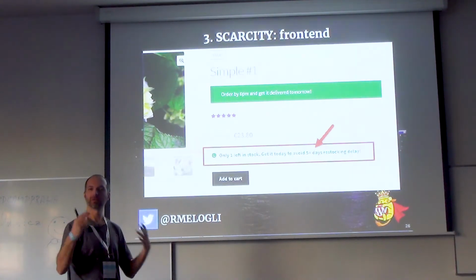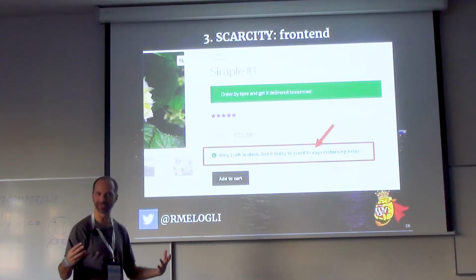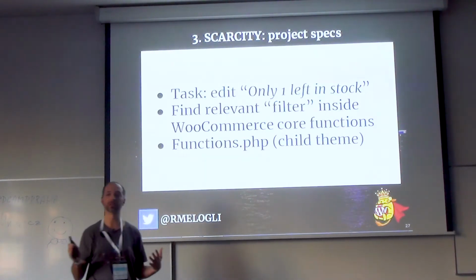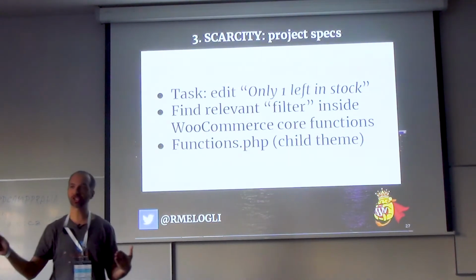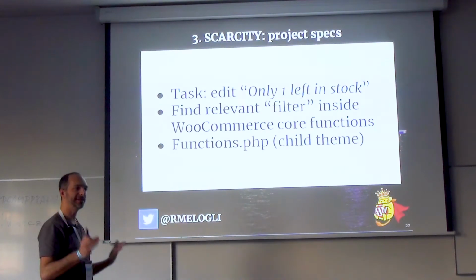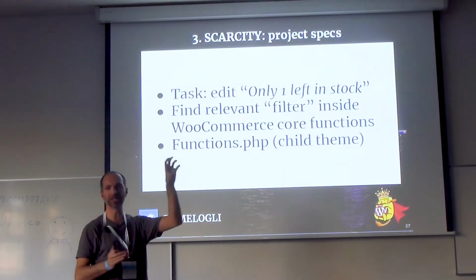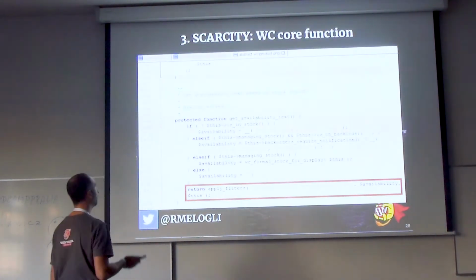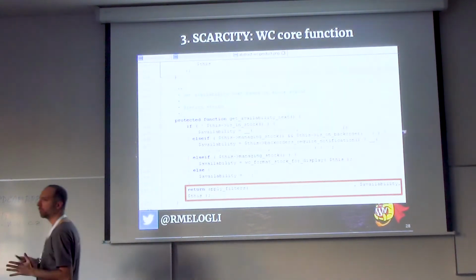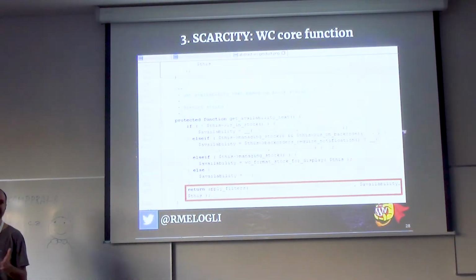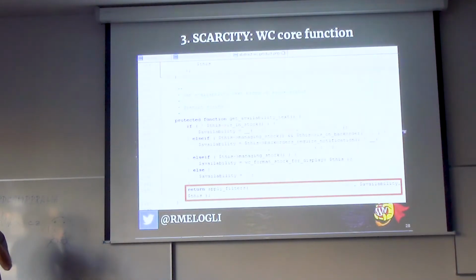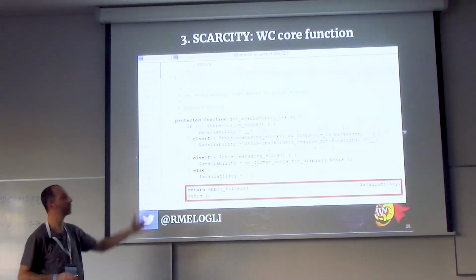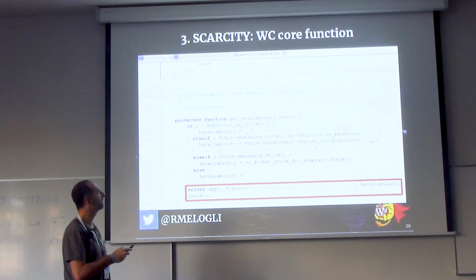So I'm not positioning new content, I am editing content. So in this case, I have to find a filter. So not an action, I need to find a filter. So does the function that generates the only one left in stock give me a filter so that I can change that string? Answer, yes it does. So you go into your WooCommerce plugin files, you do a search for only one left in stock, right? You'll find this function, okay, which is the get availability text.